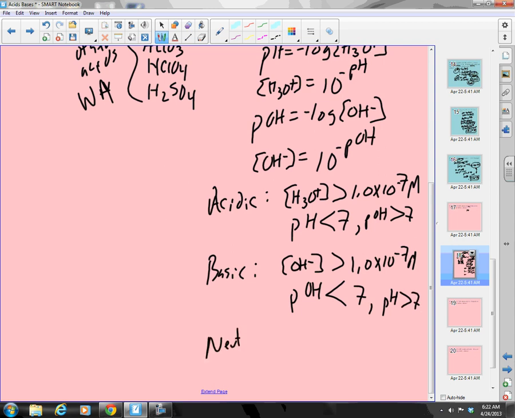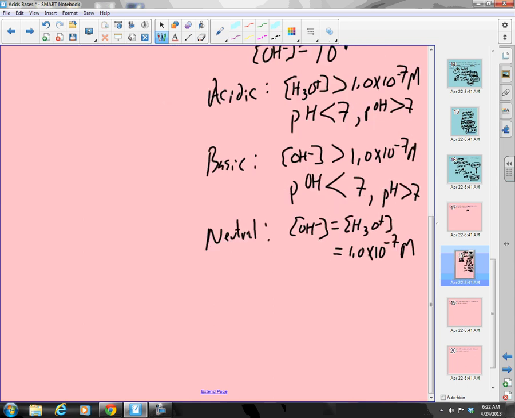And neutral, when I have something that's neutral, what is it? That means my hydroxide concentration equals my hydronium concentration, which means if that is at 25C, it's equal to 1.0 times 10 to the minus 7th, which means my pH equals my pOH, which is equal to 7. So that's what we've talked about so far.